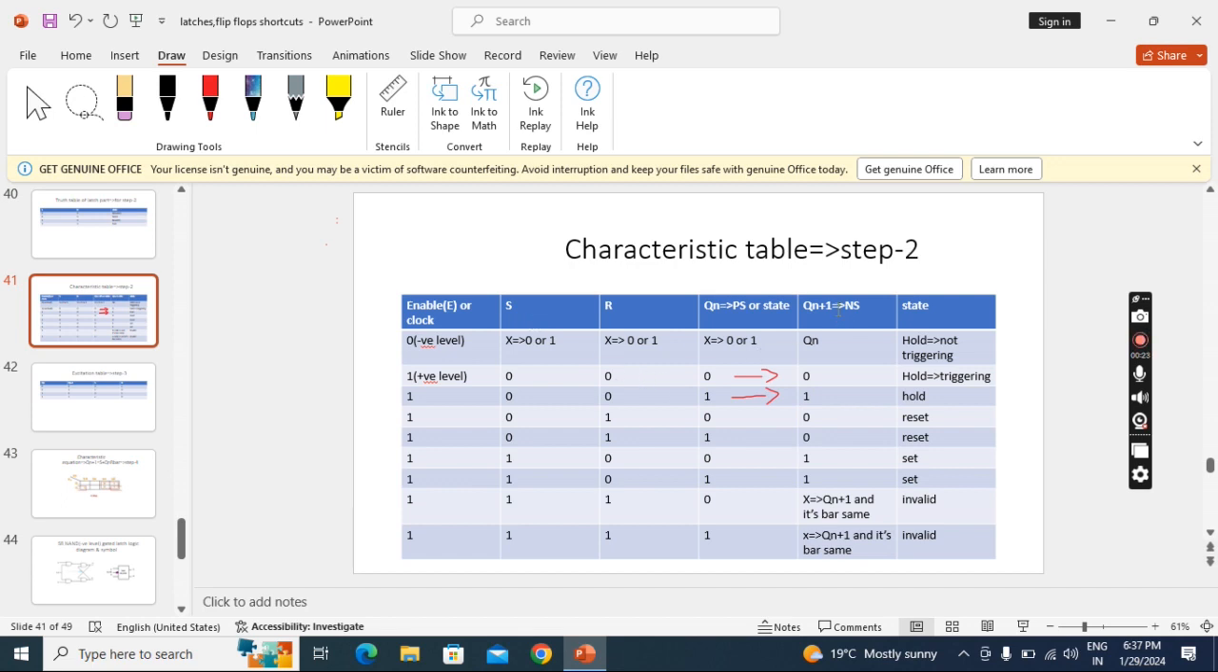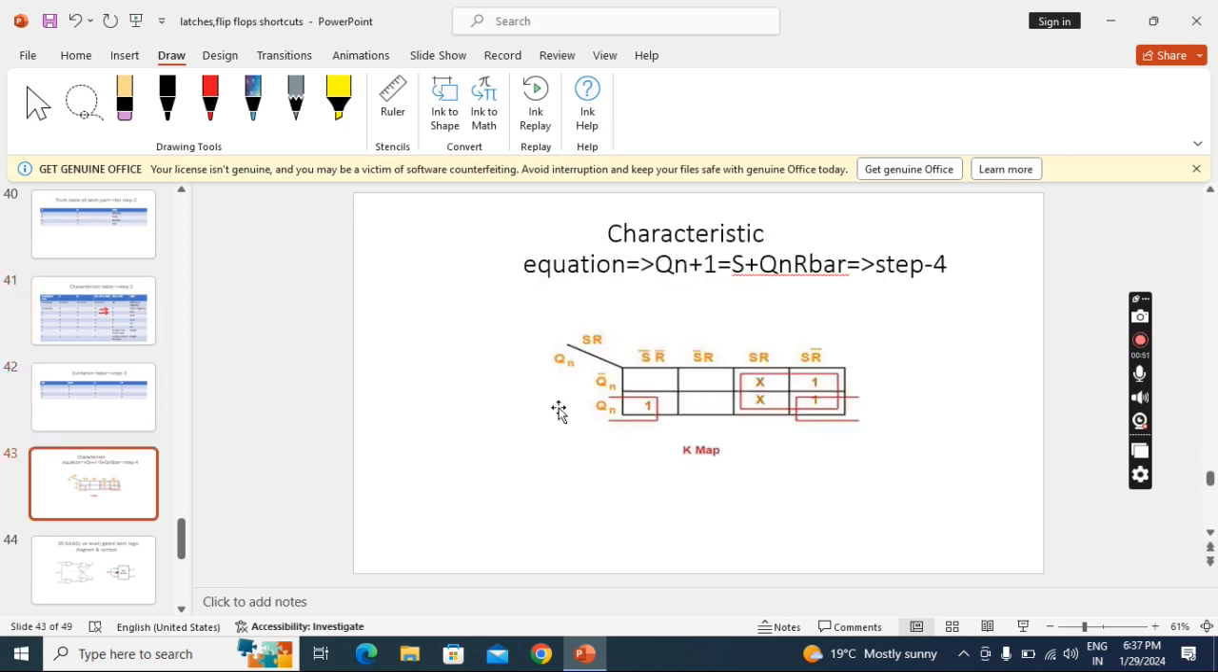Here we have to determine this n plus 1 next state by assuming this Qn and SR as K-map variables. This Qn is also called present state or state. Whatever the 1 values or x values, if we are doing with SOP map, we have to substitute those in the K-map and determine the equation. So I substituted and I got Qn plus 1 equal to S plus Qn R bar.